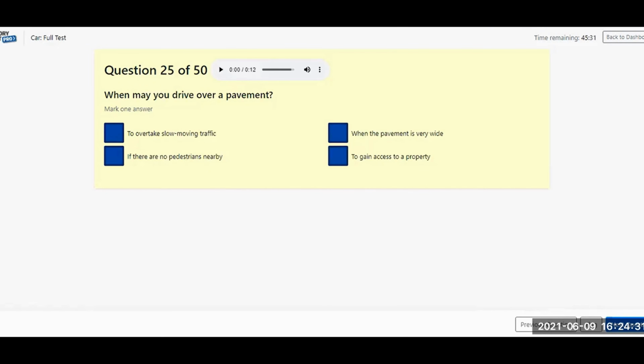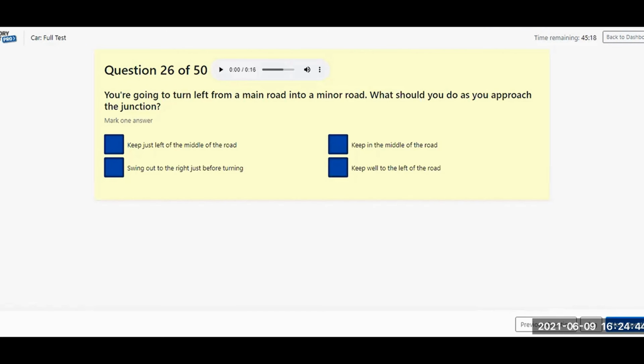So one way you drive over a pavement. Again, pavement is for the pedestrians. So the only time you can pass the pavement is when you're going into your personal house. Otherwise, you don't go over the pavements.